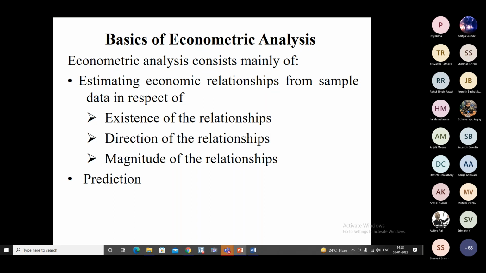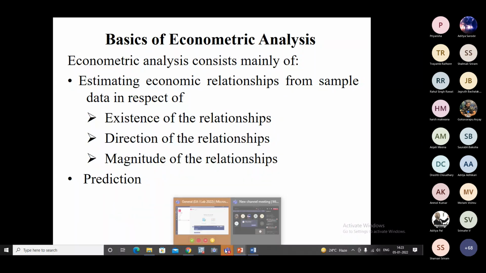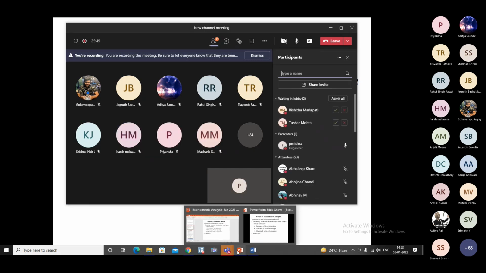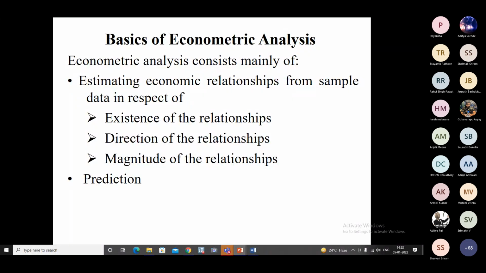Primarily for two reasons. One is different variables may be measured in different units. Like say fertilizer use may be measured in terms of tons, and irrigation may be measured in terms of say hectares. How much area is covered under irrigation? Obviously, the coefficient of fertilizer cannot be compared with the coefficient of irrigation. So we need to standardize the variables.